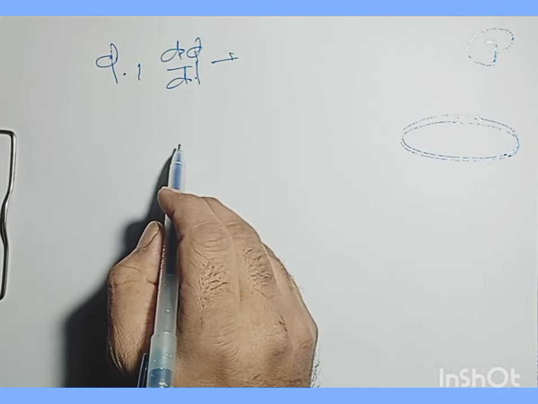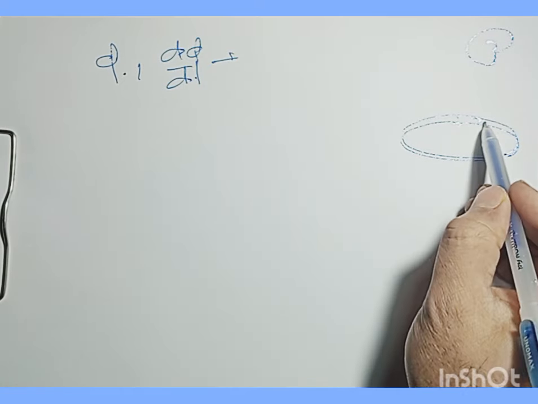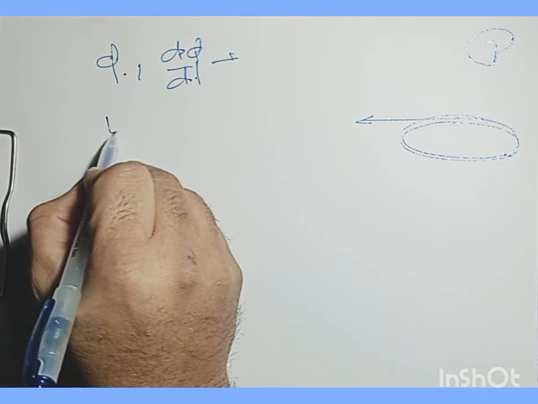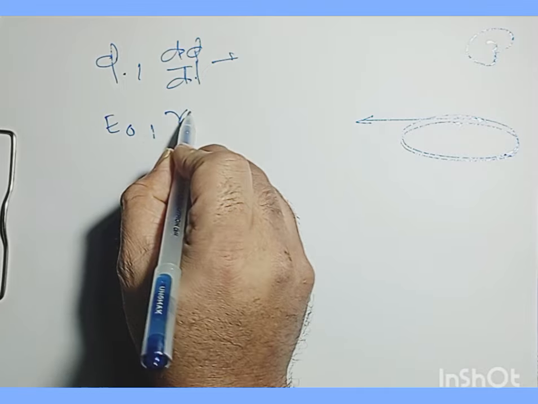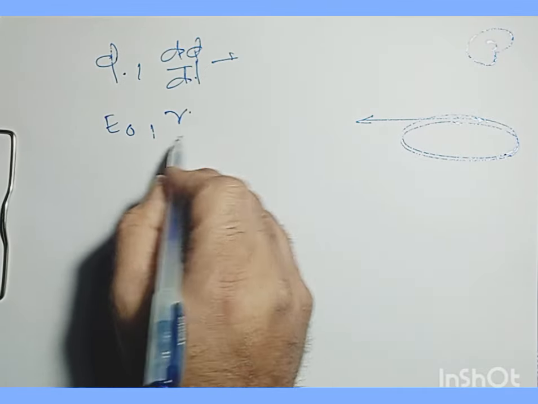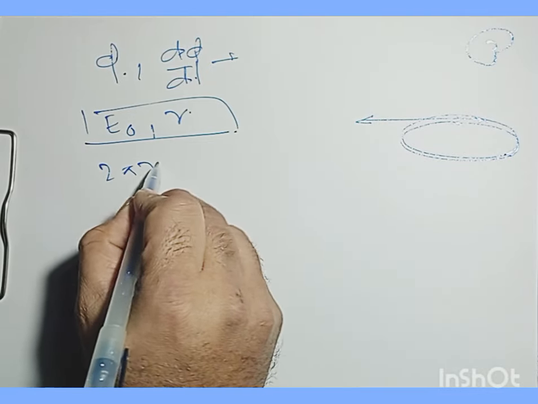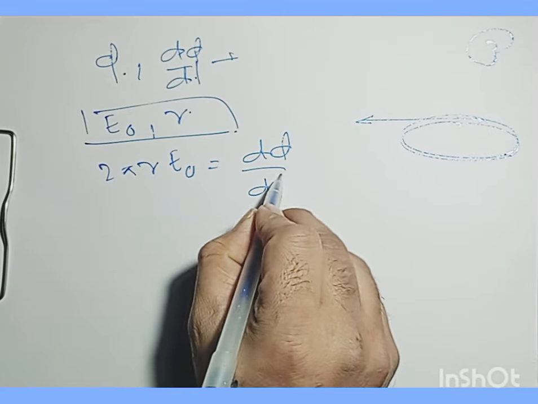So if I carry on, let this induced field component, which is tangential to this electron orbit, be E naught, and the radius of the orbit be, say, R. Then the induced EMF that we can write must be 2 pi R E naught, that must be d phi by dt.